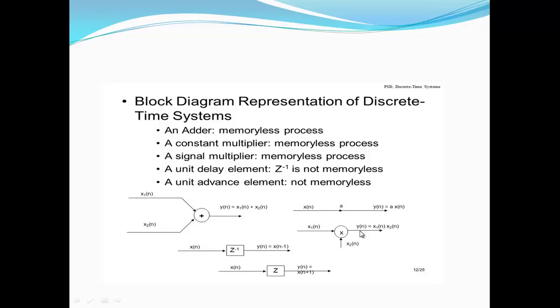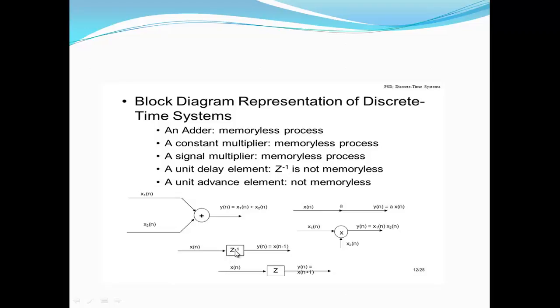Then you have a signal multiplier. It's just like the adder. We are multiplying two signals, x1 and x2. A memory element again is not required. Then you have a unit delay element, where you are delaying the signal by 1 unit.